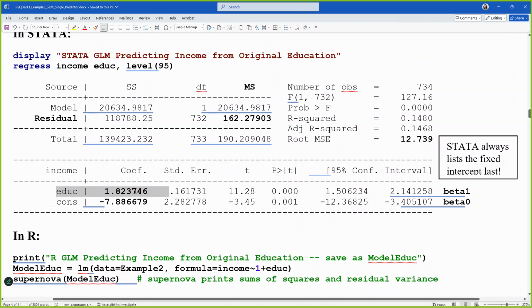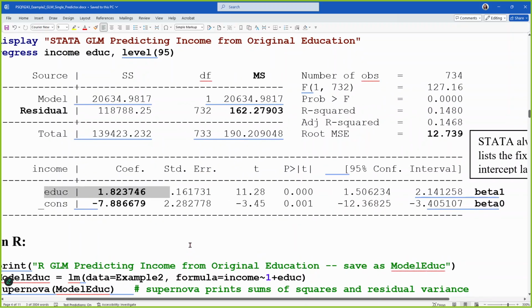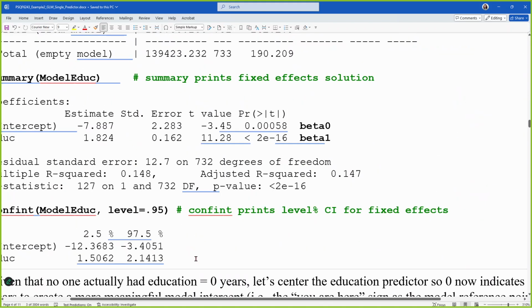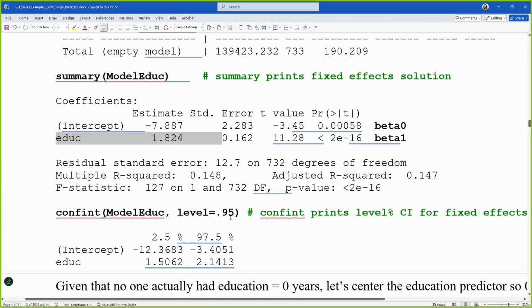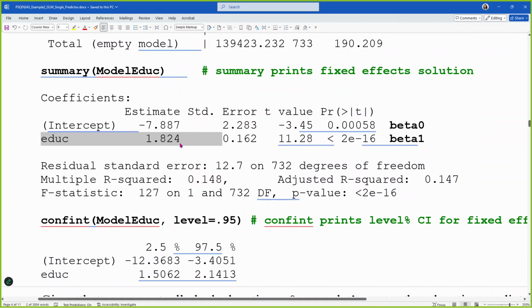So in this model, education has a slope of 1.8. I can look at that in the R output or the Stata output. There's the 1.8 in the R output as well. So for every additional year of education, income in thousands of dollars goes up by 1.8.